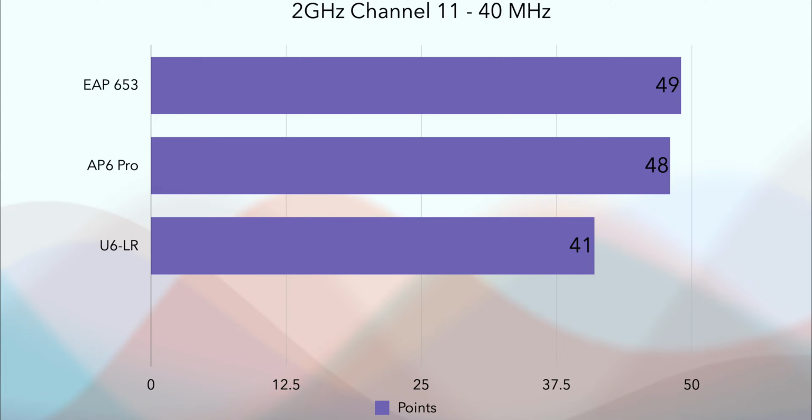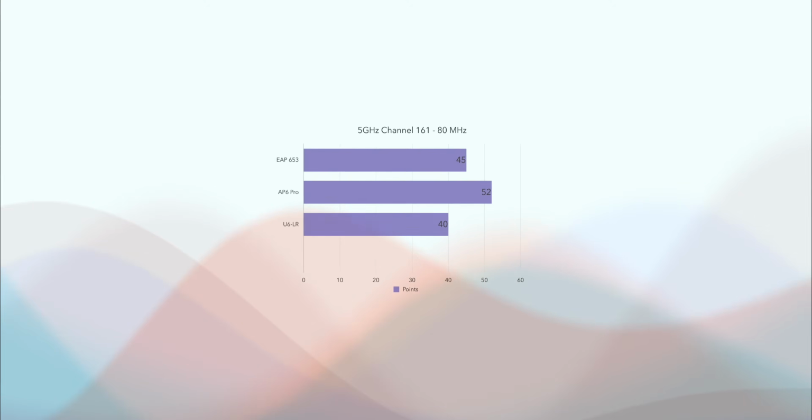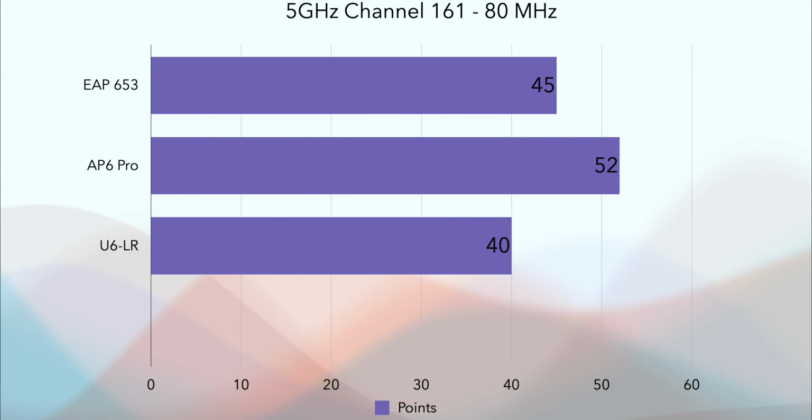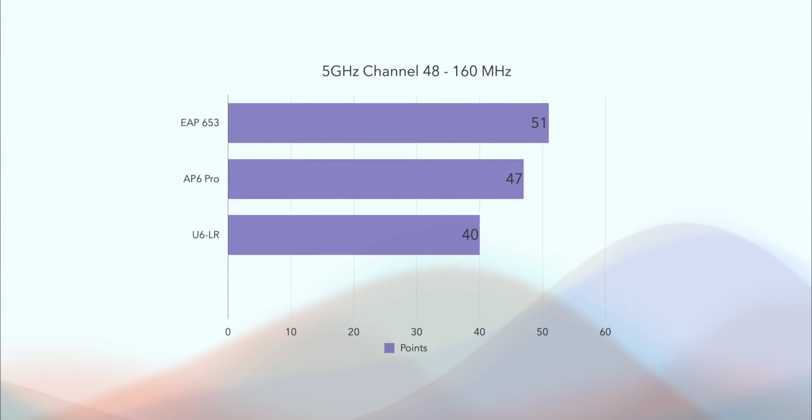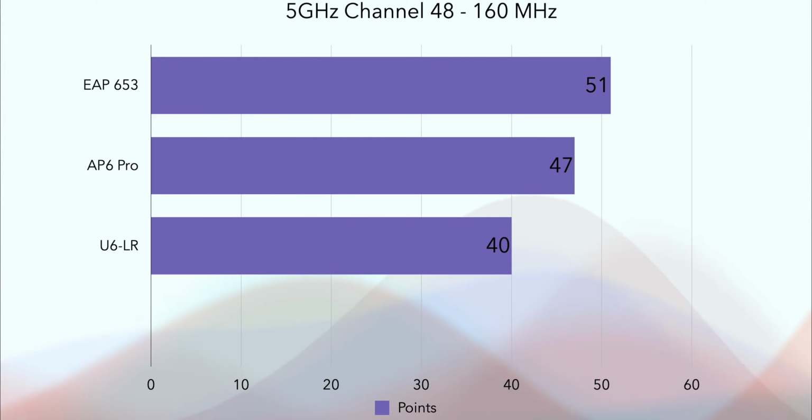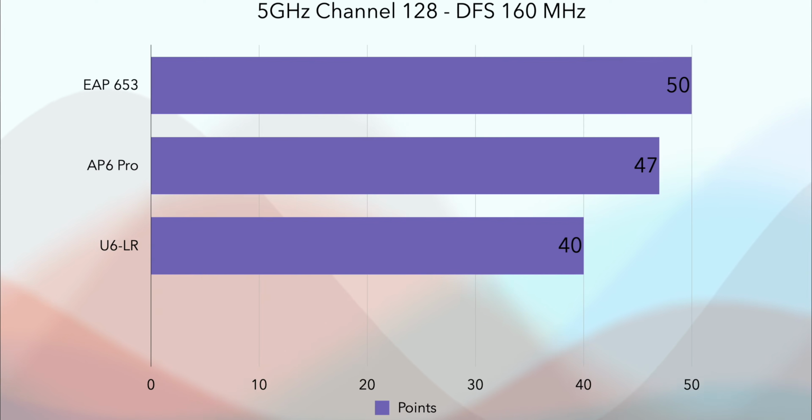Moving on to our first 5 gigahertz test, we have the EAP653 scoring 45 points, the AP6 Pro scoring 52, and the U6-LR scoring 40. This is going to be a trend for the U6-LR moving forward, where it's typically always scoring 40 points, as you can see on our next test, with the EAP653 scoring 51 points, AP6 Pro 47, and again the U6-LR scoring 40. And for our last test on the 5 gigahertz DFS channel, you can see all of the scores there, with the EAP653 coming out ahead.